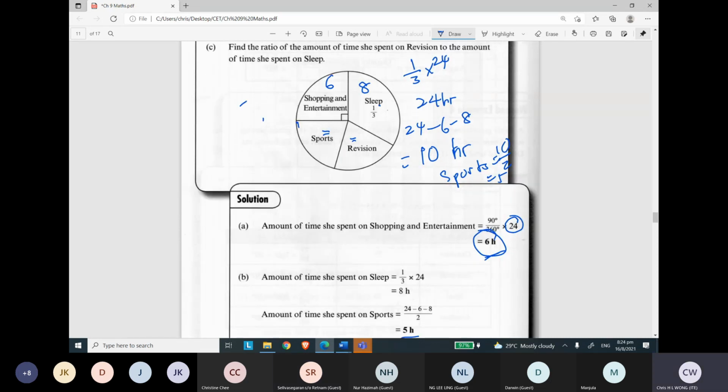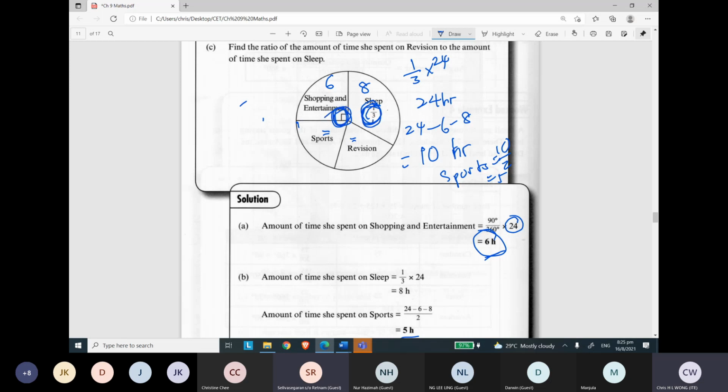Any other thing? Anybody ask anything? Sir, I feel the hidden one is the sleep. They already put the 1/3 there. The trick is here. I'm wondering about the numbers. Why did they put 1/3 there? That's very hidden, to answer the sports and the revision. Actually, there are 2 tricks here. The first trick is the 1/3, sir.